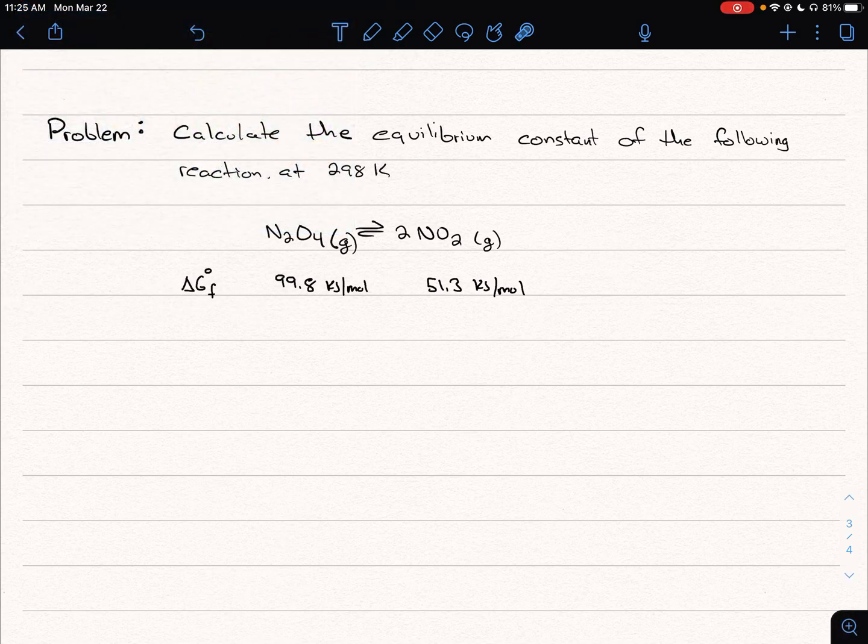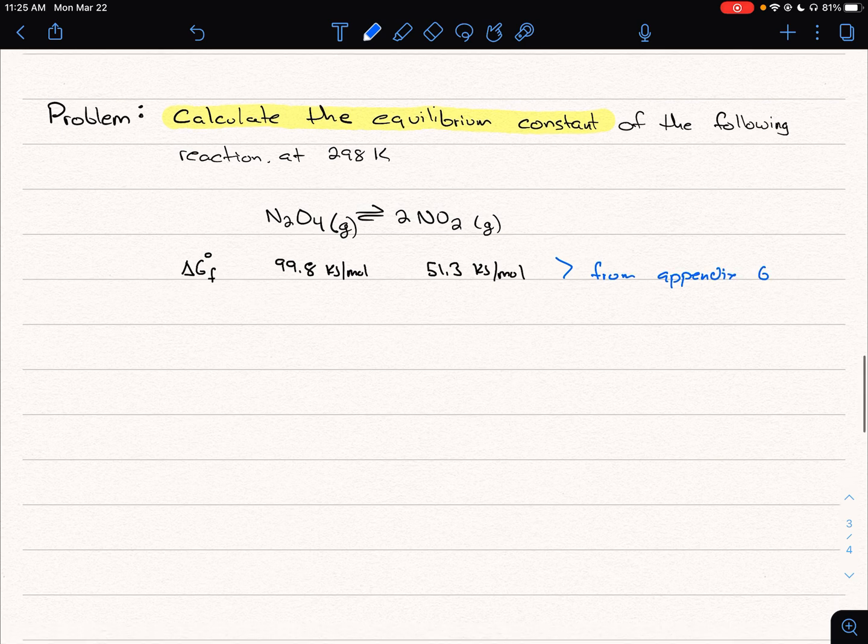So in this video, we're going to solve this problem where we're told to calculate the equilibrium constant of the following reaction at 298 using the information provided. So again, what are we trying to find? We're trying to find the equilibrium constant. And the information that we're given is these Gibbs free energies of formation. And this really comes from Appendix G of your textbook.